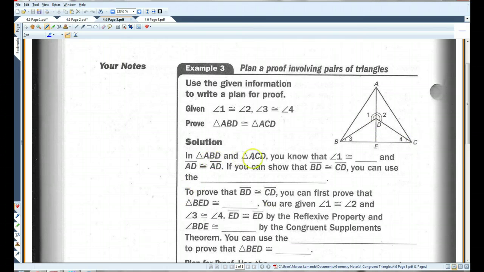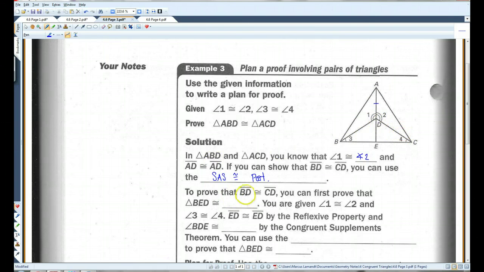In triangle ABD and triangle ACD, you know angle 1 is congruent to angle 2. And AD is congruent to AD. This is congruent to itself, but that's reflexive property. If you can show that BD is congruent to CD, you can use the SAS congruence postulate. Okay, so we know this angle is congruent to this angle, that's given, and AD is congruent to itself by reflexive property. All we need is this side and this side. So how do we do that?